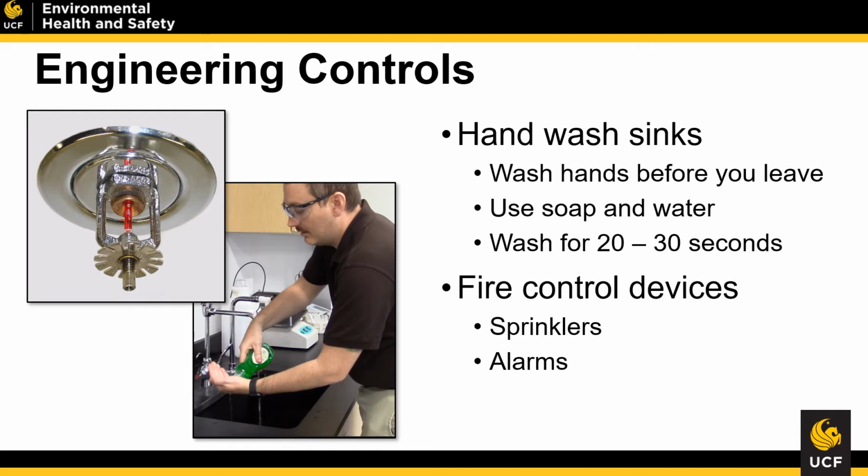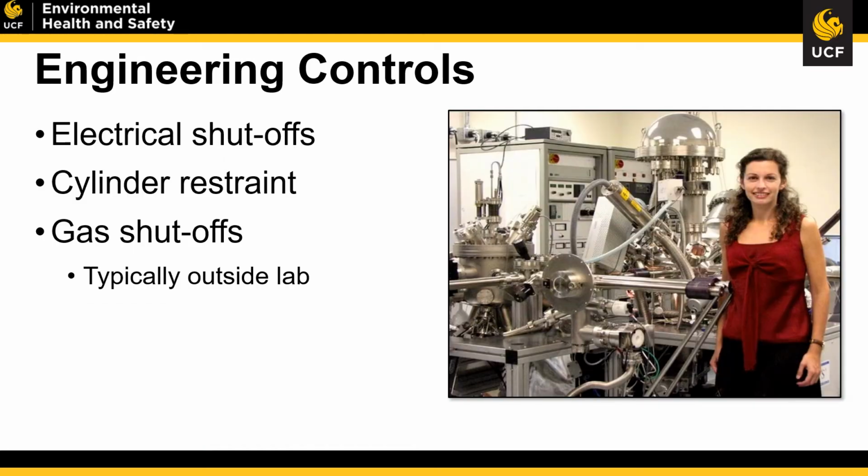Within a laboratory, we also have fire control mechanisms, some of which we've already talked about, such as alarms and emergency lighting, but you also have sprinkler heads inside of a laboratory. These sprinkler heads dispense water in the event of a fire. Some other engineering controls that may or may not be present within your laboratory are electrical shutoffs, cylinder restraints, or gas valve shutoffs. These really depend on whether or not these hazards are present within your laboratory.